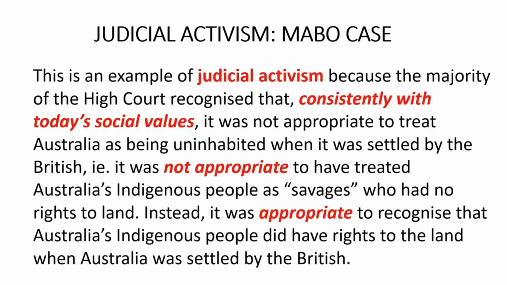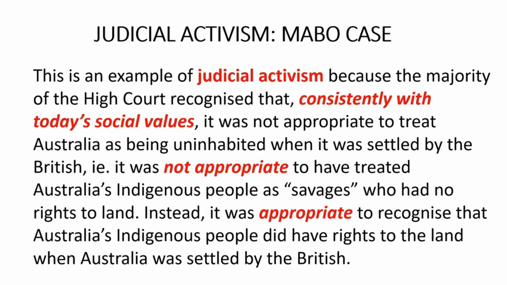The decision of the majority of the judges in the Mabo case is an example of judicial activism. This is because these judges made a major change to the law based not just on legal considerations but also on social values. More specifically, the majority of the High Court recognised that, consistently with today's social values, it was not appropriate to treat Australia as being uninhabited when it was settled by the British.